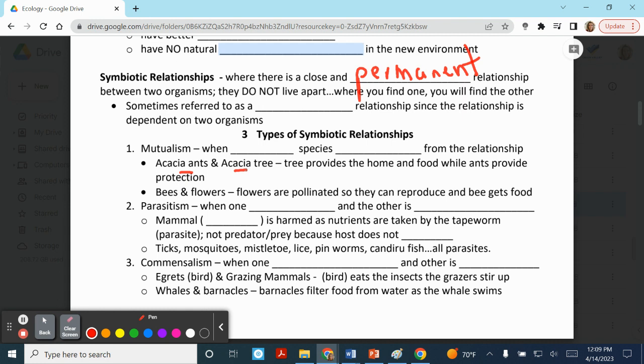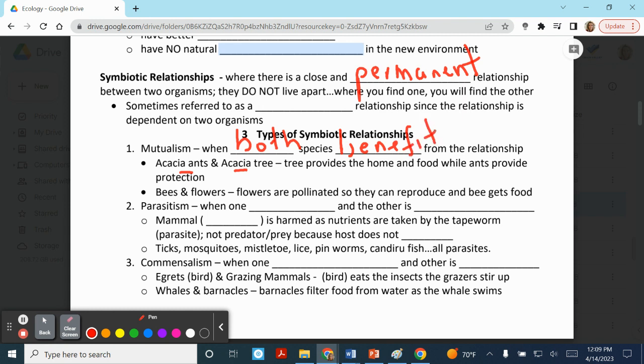So, the only place that acacia ants live are on the acacia tree. The acacia tree is their food source and it's also where they build their homes. The acacia tree cannot survive and reproduce without the acacia ants. So, where you find one, you always find the other. It's a permanent relationship. Now, we would consider this to be what's called a symbiotic relationship called mutualism. And in mutualism, both of the species benefit from the relationship.